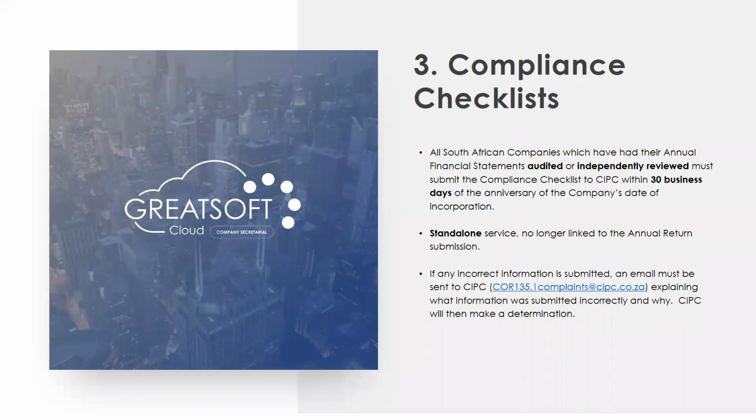Just to reiterate what CIPC have said in the past, if you do submit any incorrect information in your checklists, you would need to contact them using that email address that I've mentioned there, just to explain to them what information was incorrect and why it was incorrect. And it is then up to them whether they go and change that information or update it, using their own discretion. I believe it is quite a tedious and lengthy process, although I haven't had the experience myself of having to do that.